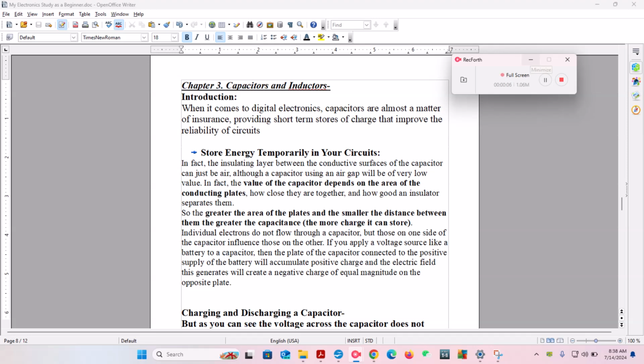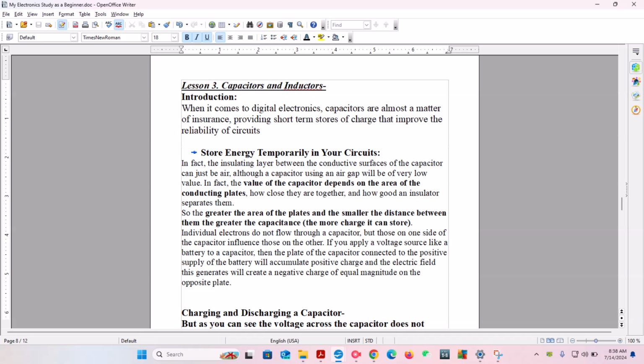We'd like to present to you lesson three of basic electronics. For this topic, we're going to talk about capacitors and inductors.